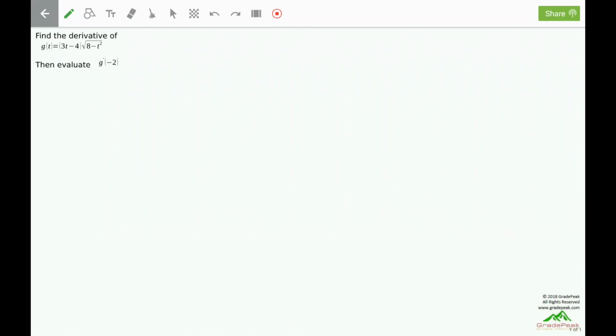Find the derivative of g of t equals 3t minus 4 times the square root of 8 minus t squared. Then evaluate g prime of negative 2. g of t here is the product of two different functions. We have a 3t minus 4, and we have the square root of 8 minus t squared.